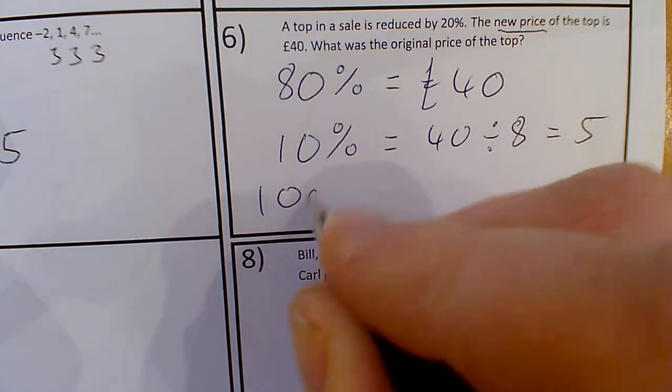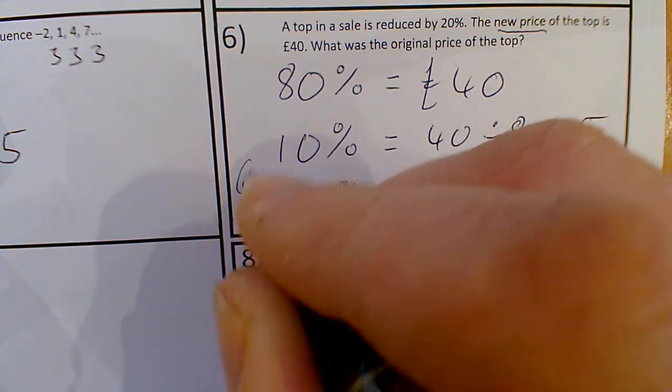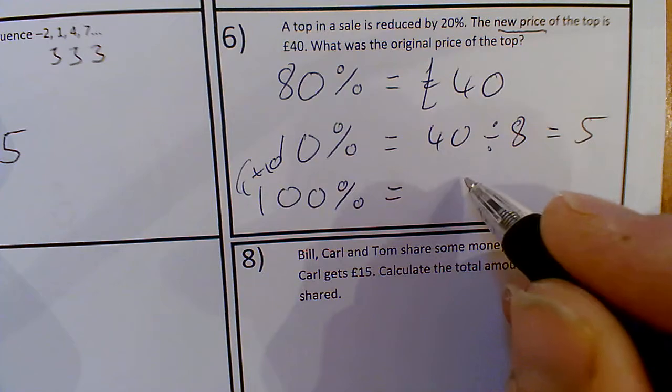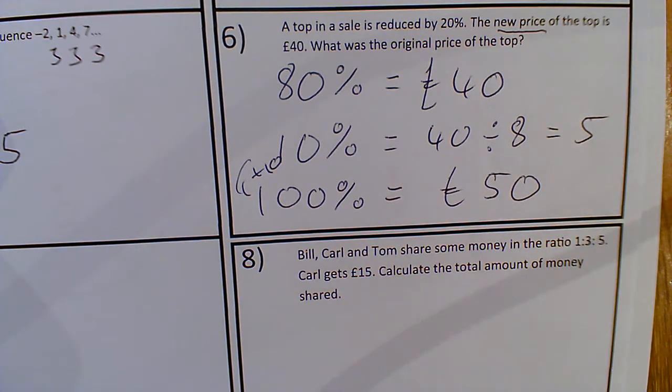And therefore 100%, here I would have to multiply by 10. And so do the same here. It would have cost me £50. Take 20% off £50 and you do get £40.